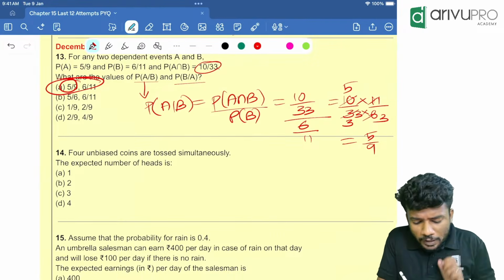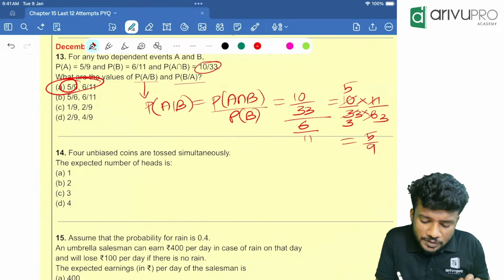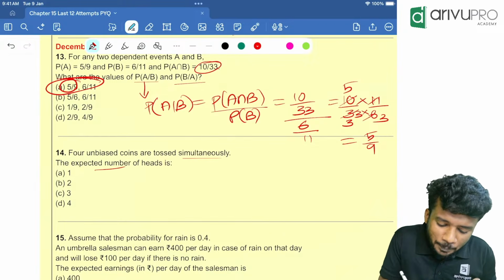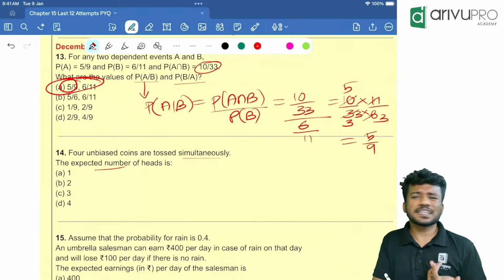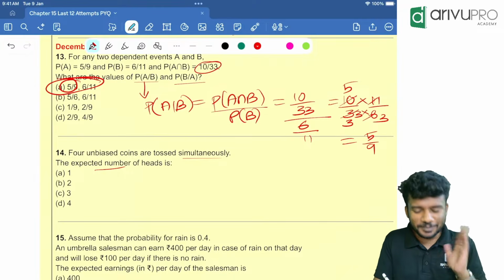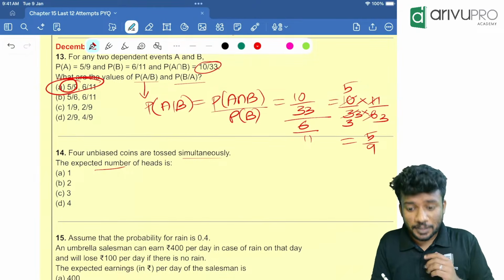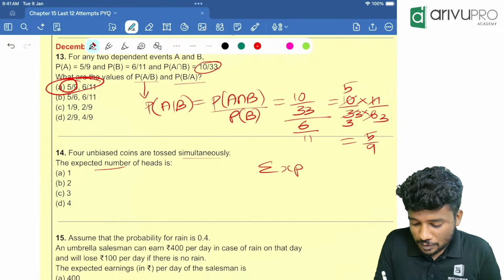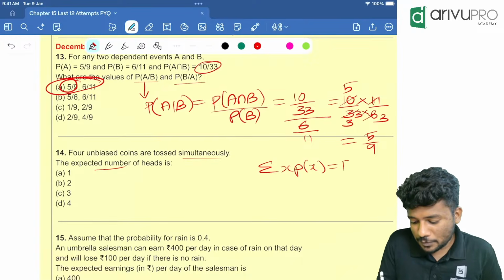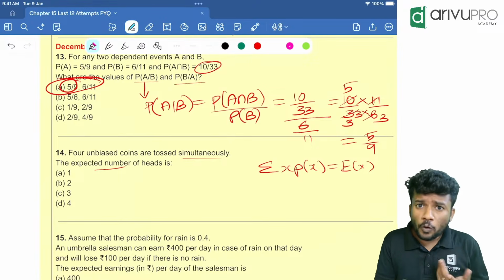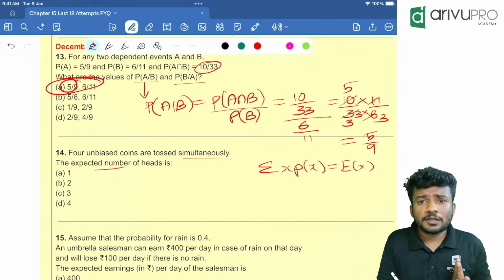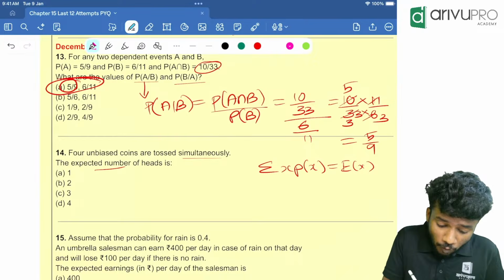Next one, 4 unbiased dice are tossed simultaneously. The expected number of heads is the question. People, two methods can be used over here to solve this question. Either you can use sigma x into P of x, that is the expectation of x, or you can use the binomial. Yes, we can use binomial also. So how many are there?